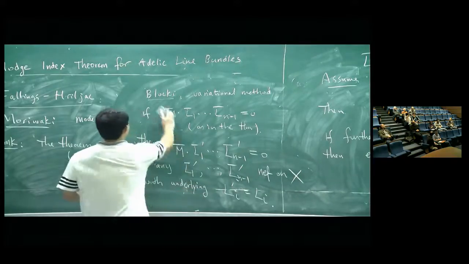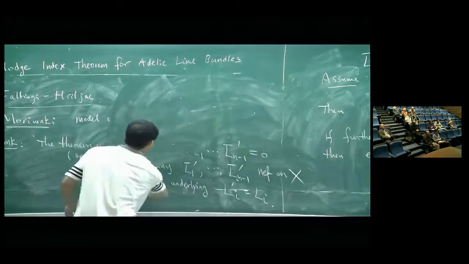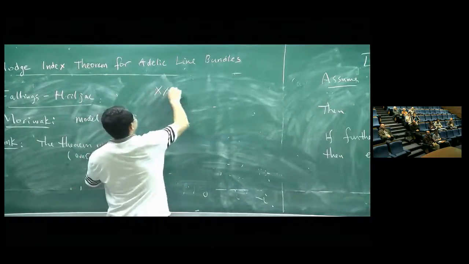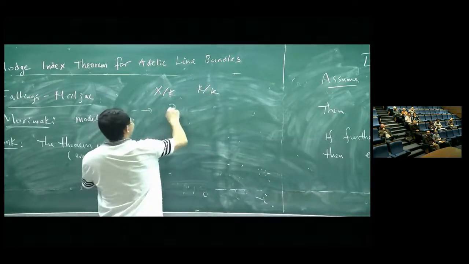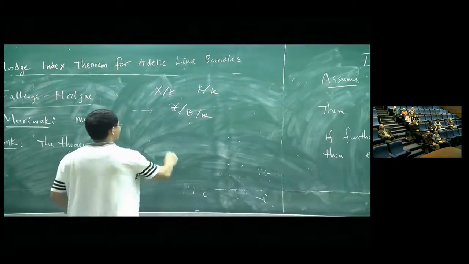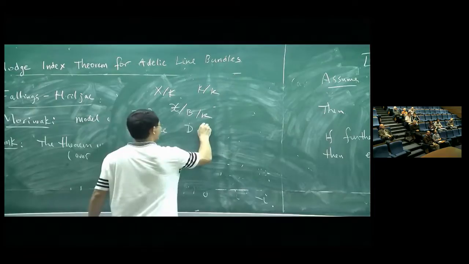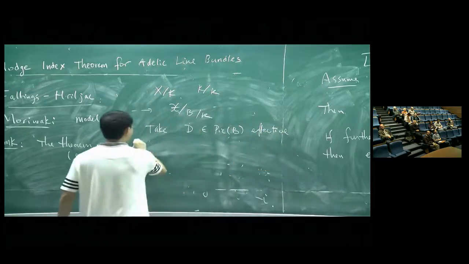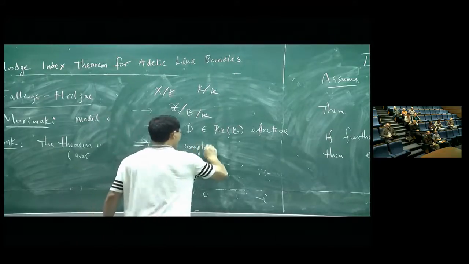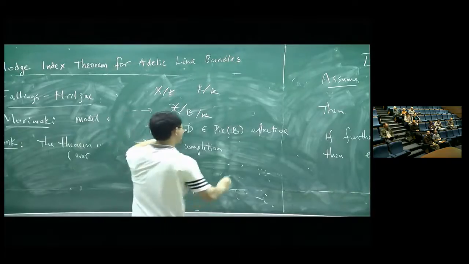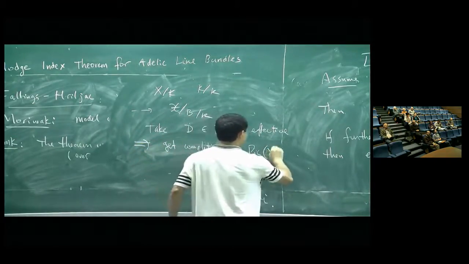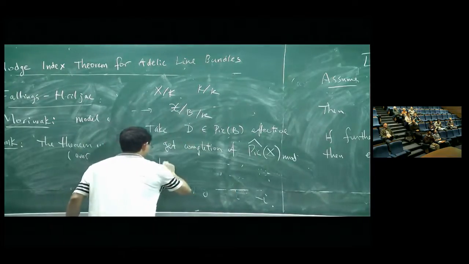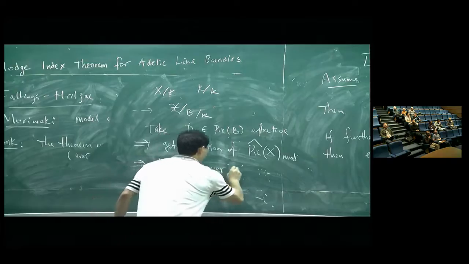So maybe let me write here. You take one model and a divisor. So we have X over B over K. Now we take this D inside B effective. Then we get a completion using effectivity by D, a completion of this, X naught. Then take the union over all D.